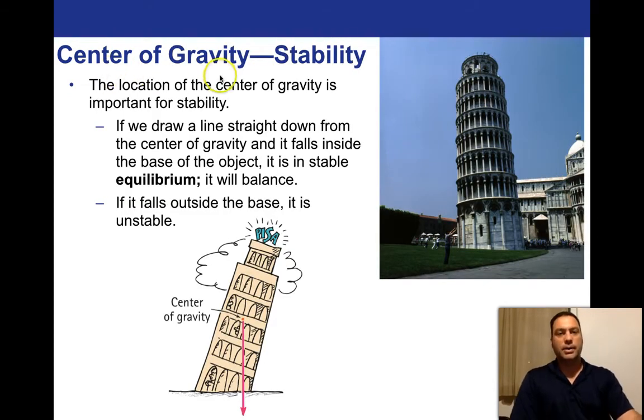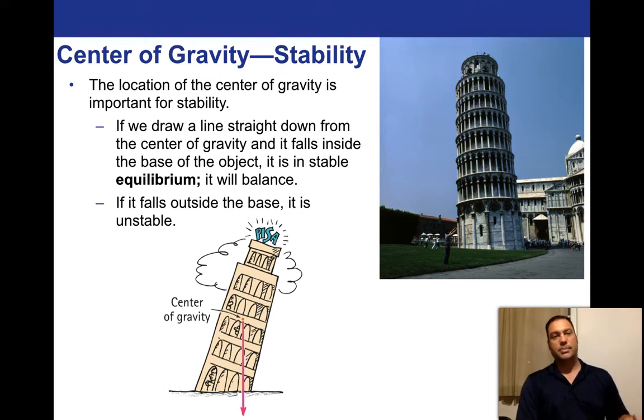So center of gravity can also be used to do stability studies. And the most famous example, of course, is the Leaning Tower of Pisa. This is a place I actually visited on my honeymoon. It's tipped over. There's no doubt about it. It's kind of a creepy place to stand, but it's stable.